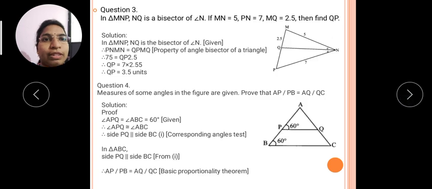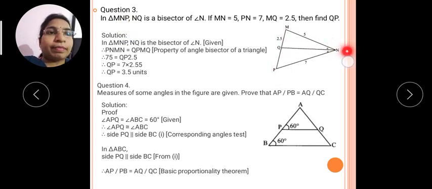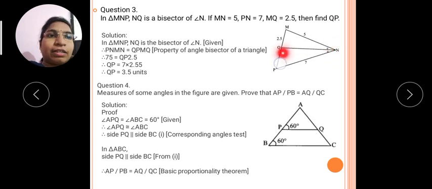Understood? Now the next question, number 3. See, in the triangle MNP, NQ is a bisector. It is already given. If it is a bisector, then 3 values are given to you. You have to find out one.